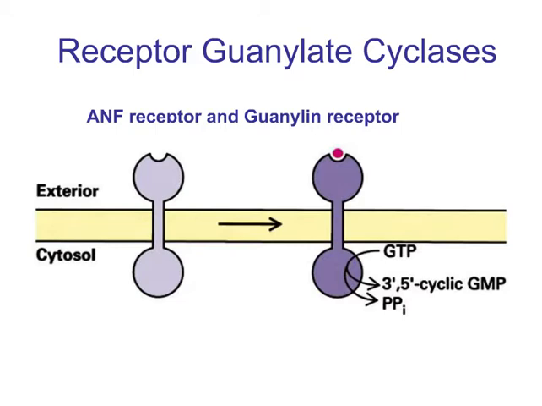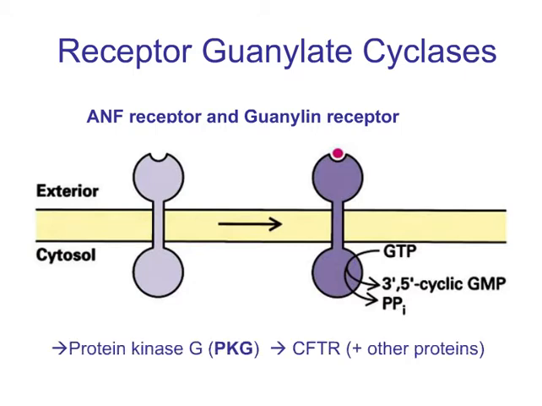In both cases, activation of the guanylate cyclase activity of the receptor increases cellular concentration of the second messenger cyclic GMP. Cyclic GMP activates another serine-threonine kinase called protein kinase G. This is very similar to protein kinase A activation by cyclic AMP. Protein kinase G phosphorylates and activates the cystic fibrosis transmembrane regulator, CFTR, altering chloride ion and fluid transport across epithelial cell membranes.